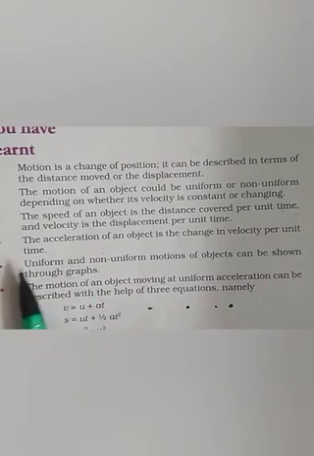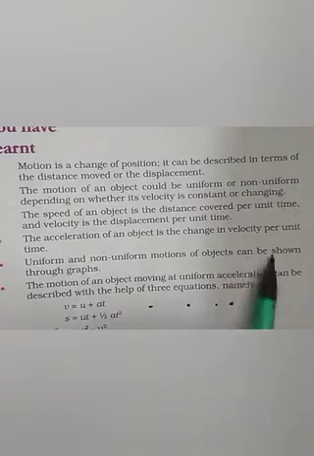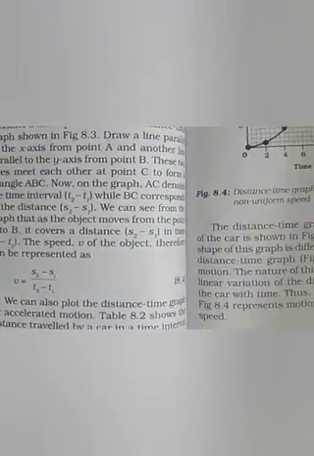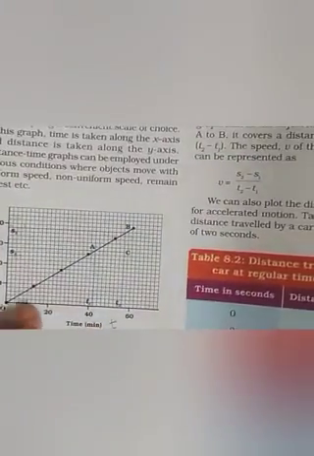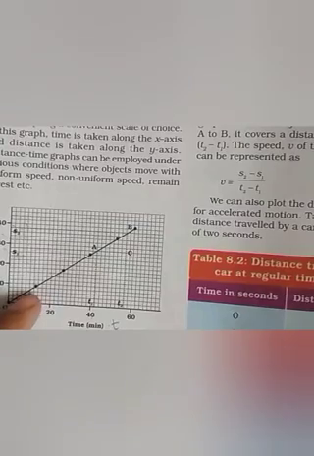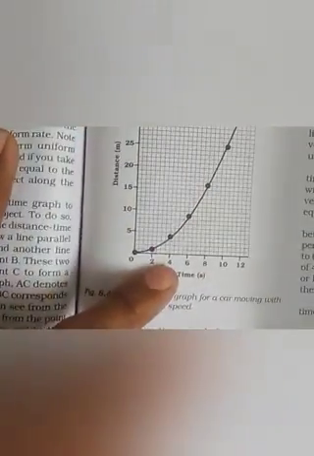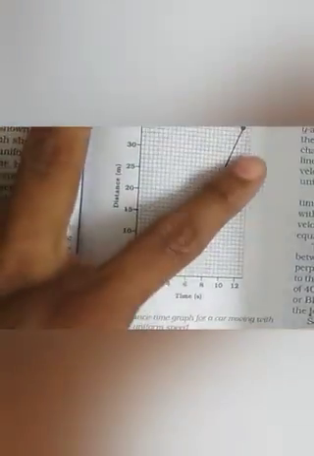Uniform and non-uniform motions of objects can be shown through graphs, which we saw. See this graph, this is an object which is moving with uniform speed, so it is a straight line. This car is moving at non-uniform speed. The speed is increasing.